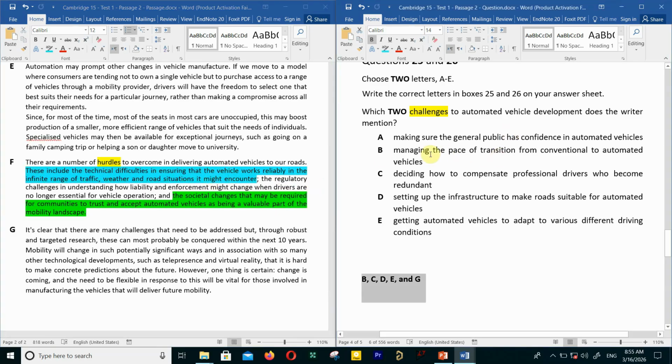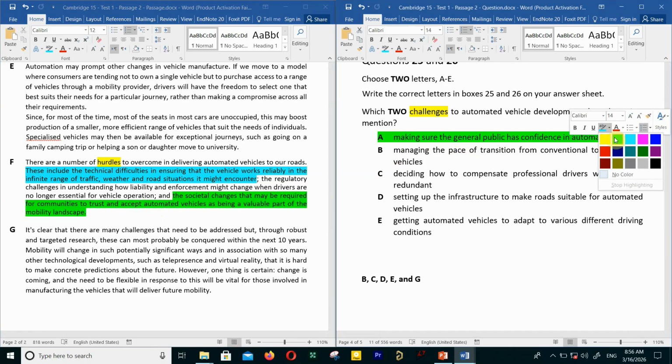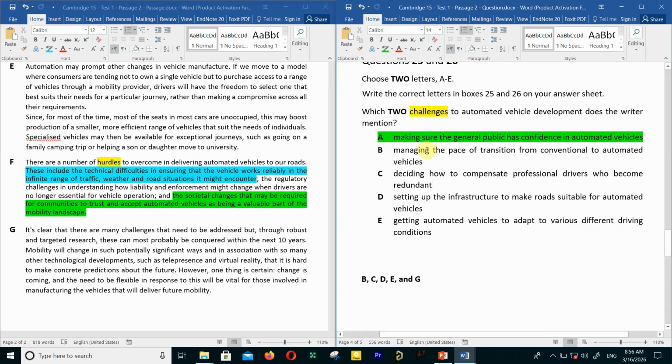Here it says making sure the general public has confidence in automated vehicles. Yes, I think this is a match with this information: the societal changes that may be required for communities to trust and accept. This is about the general public. So this one matches with this information. So A is one of the answers.